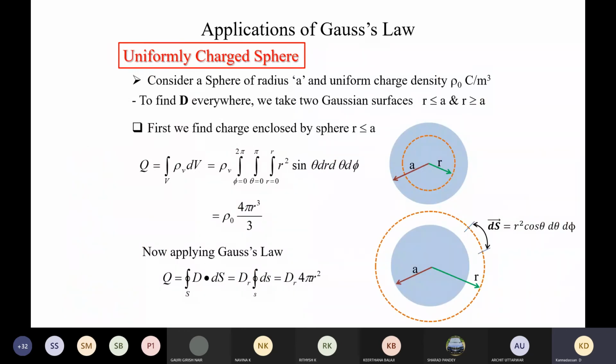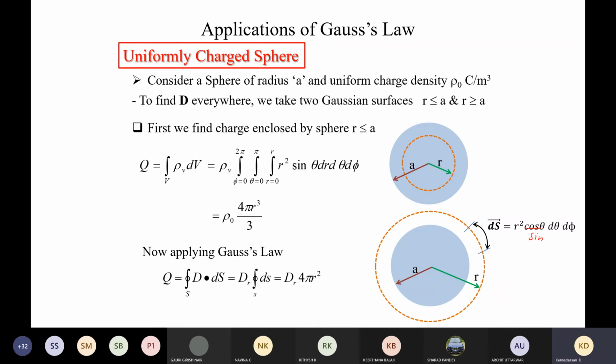And this is a very interesting problem in the case of Gauss law: if we take a uniformly charged sphere, then how can we calculate the electric flux available inside the sphere and outside the sphere. Here again, I have made a mistake. This is sine.